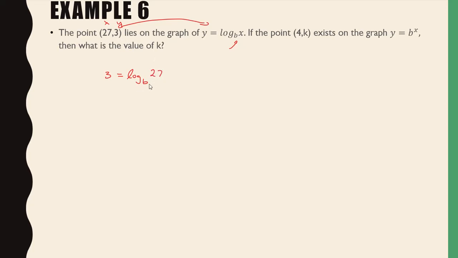Now I'm going to turn this into exponential form. So we have b to the power of 3 is equal to 27. The opposite of cubing something is cube rooting. So we'll cube root both sides, and we get b is equal to 3. So therefore our base is 3. So we can go to this exponential form where we have y equals 3 to the power of x. And we know this point is on the graph. We're given what the x value is, and we're asked for what k is. So I can even erase this y and put k. And so we get k is equal to 3 to the power of 4. So therefore, k is equal to 81.